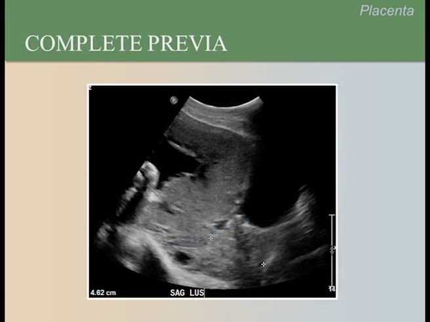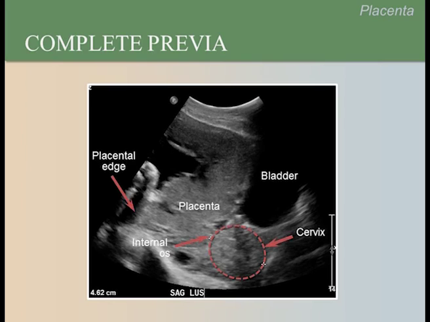This is an image of a complete previa. Can you identify the placental edge and the internal os? Please pause the video now to ask a volunteer to point out these structures. Here we have labeled the structures to make them more obvious. Notice how the placenta completely covers the os. Here again, the calipers measure the entire length of the cervix. The upper caliper is at the internal os.